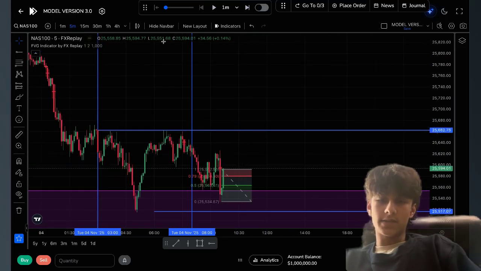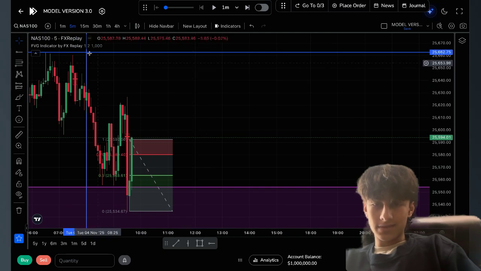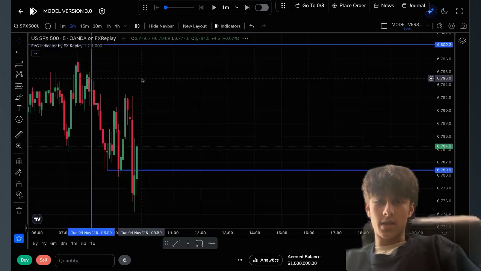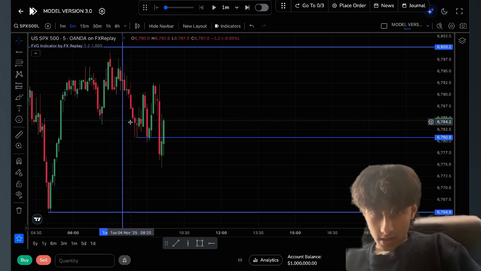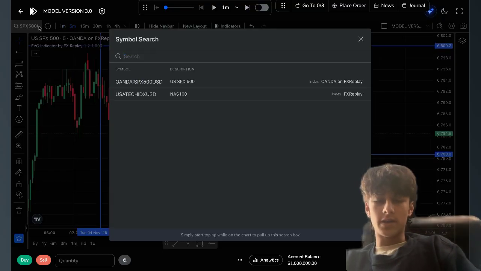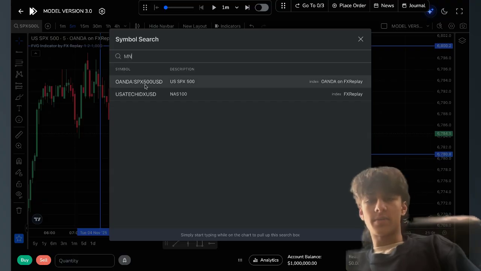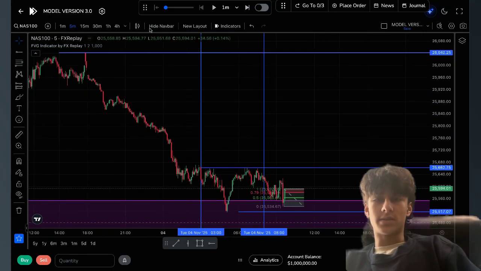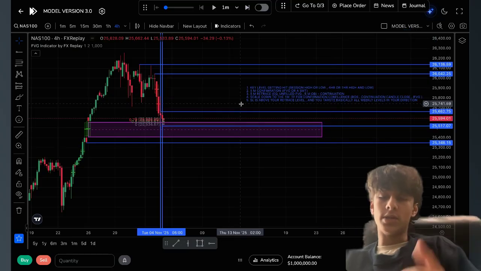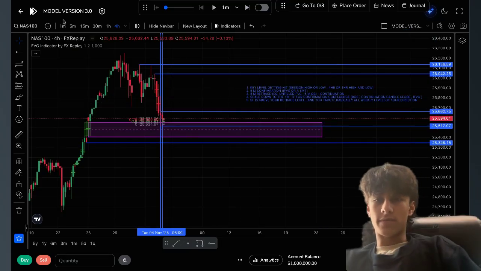So we did have this. We don't really have a 5 minute confirmation confluence we can go too much off of here. So we did end up coming down and taking out these lows. What I would like to see, remember in my strategy, is an inverse fair value gap or SMT. We could not get the SMT, so I'm probably going to wait for an inverse fair value gap.